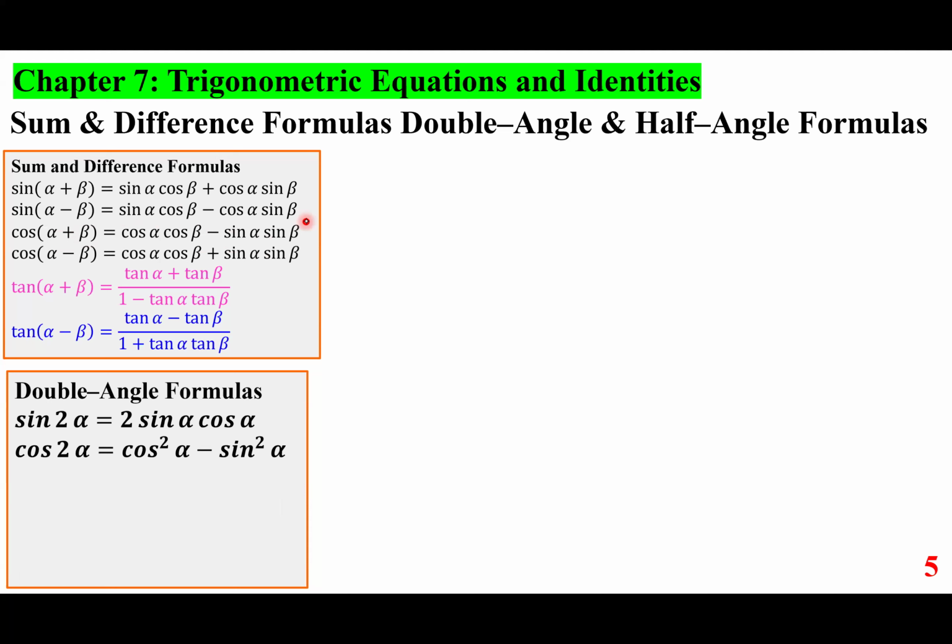Now, we know that sine squared plus cosine squared is 1. So we can replace either this one or that one. Cosine squared is 1 minus sine squared. Sine squared is 1 minus cosine squared. If we change them, we can get 2 cosine squared minus 1, or 1 minus 2 sine squared. So cosine of 2 alpha has 3 different formats.